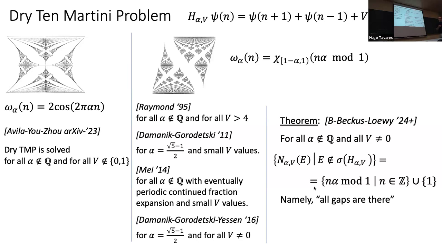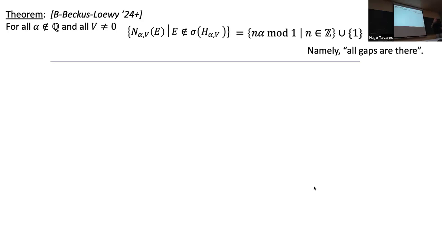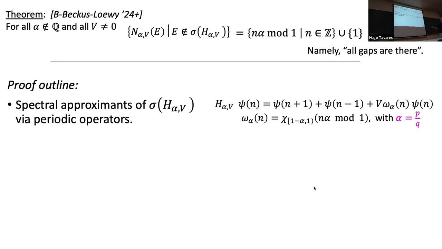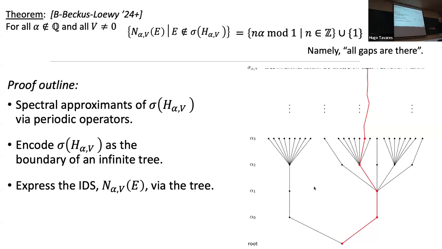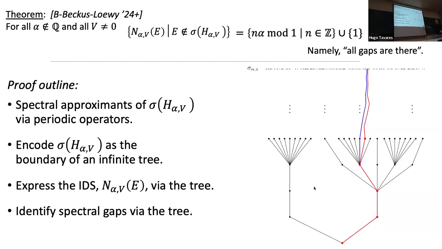So let's dive a bit into the spirit of the proof, but it's not just the proof, you get some nice ideas behind it. First, a big glance at the proof, and then I will go into details. The proof outline is the following. We take this operator, where sigma is the spectrum of this operator for alpha and beta. We approximate it using rational values of alpha, and then we get some spectral approximations. Then we somehow encode this rational alpha spectrum using a graph, an infinite tree graph, and even consider the boundary of this infinite tree graph. Then we manage to express the value of the integrated density of states using this tree graph. We manage to identify spectral gaps using two infinite paths on the graph, and to show that the whole gaps are there.